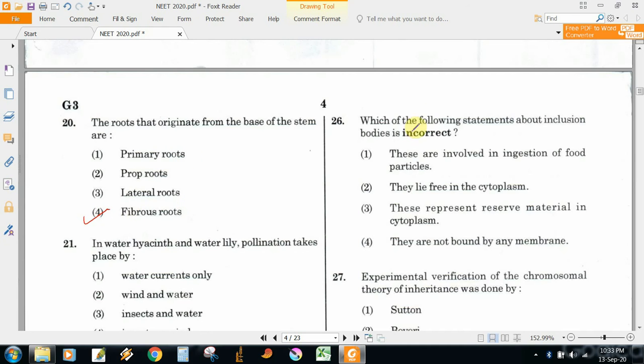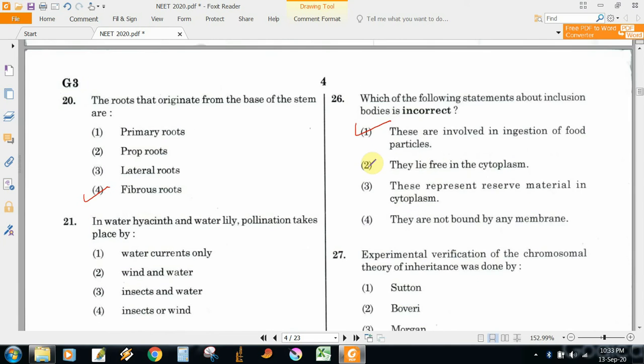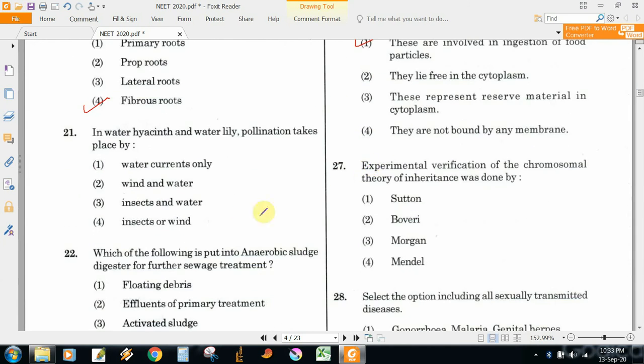Yeah. Which of the following statement about inclusion bodies is incorrect? These are involved in ingestion of food particles. No, they are not involved in ingestion of food particles. So obviously the incorrect statement is the first one. Moving on, in water hyacinth and water lily, pollination mainly takes place by water currents only. No, wind and water, insects and water, insects and wind. It is insects and wind. Insects or wind, sorry. Insects or wind is the right answer for this question.